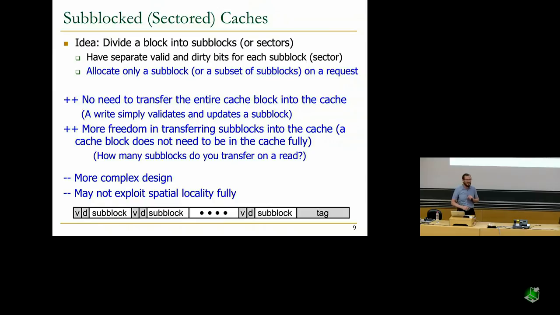And of course, there's another downside. It may not exploit spatial locality fully, right? For example, if you said, okay, I'm going to allocate the subblock when I do a write, but let's say your next access is a read to this subblock, then you will miss in the cache, and you need to bring that subblock, or you need to make a choice of which subblocks to bring at that time, right? So you may not be able to exploit spatial locality fully because you're not bringing the entire cache block into the cache. So it's important to optimize these decisions, like when do you bring a subblock, which subblocks to bring, and when to evict.